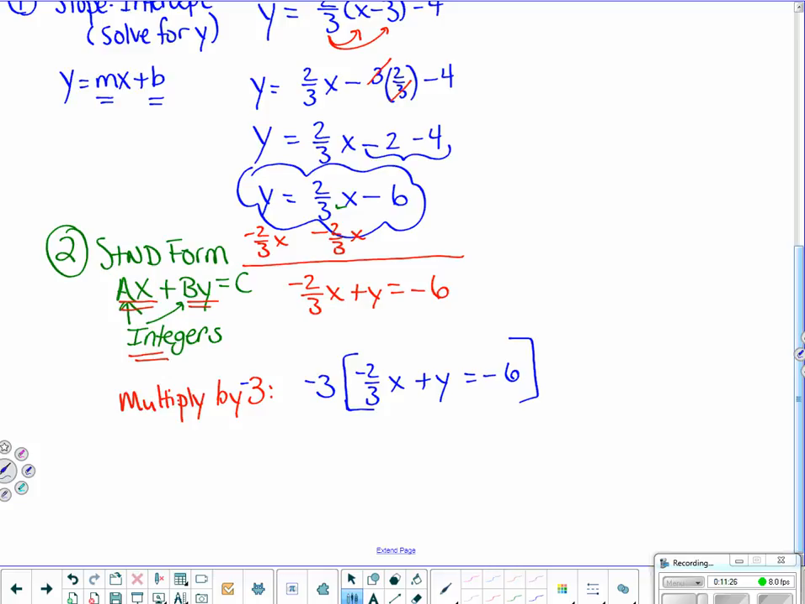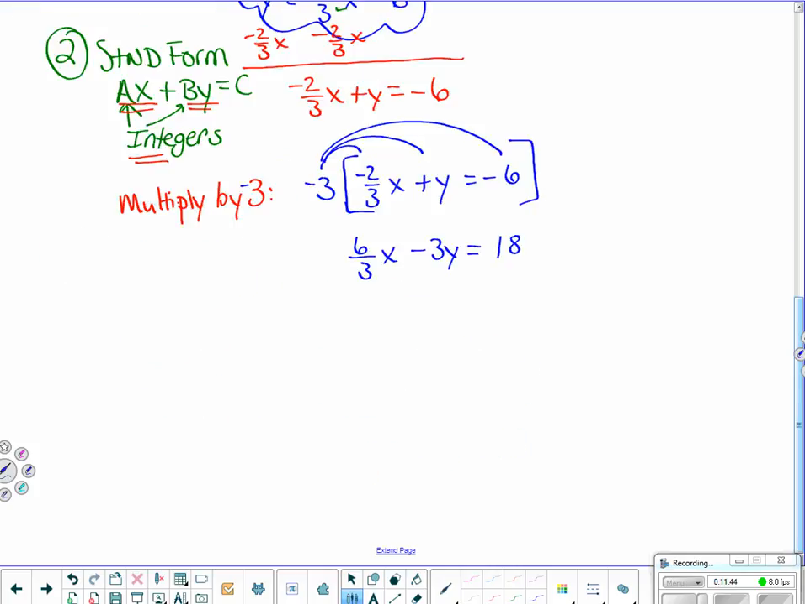Okay, so I'm going to distribute to all terms. -3 times that will give me 6/3x plus -3y equals positive 18. And of course, 6 divided by 3 is 2, so we get 2x minus 3y equals 18. This is standard form.